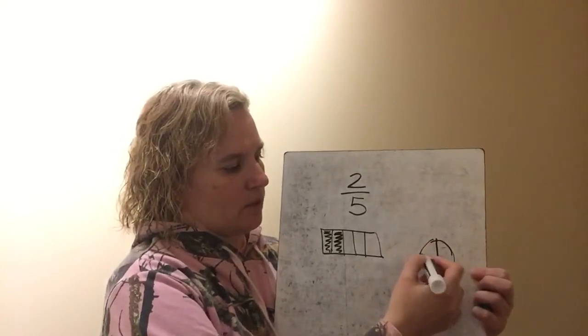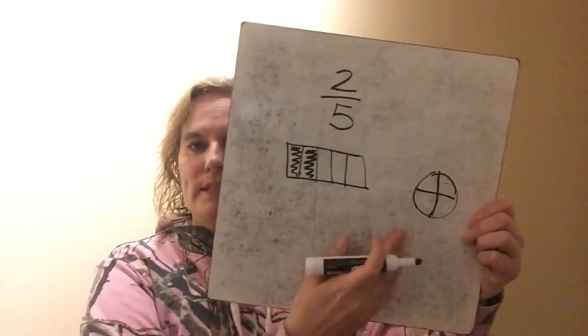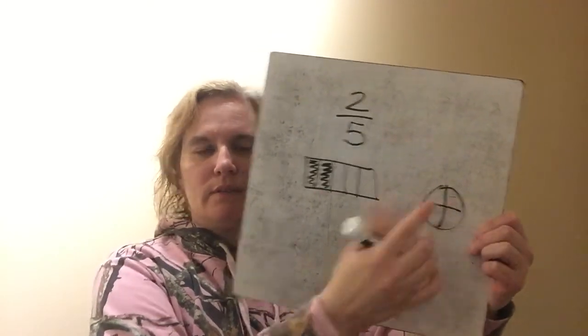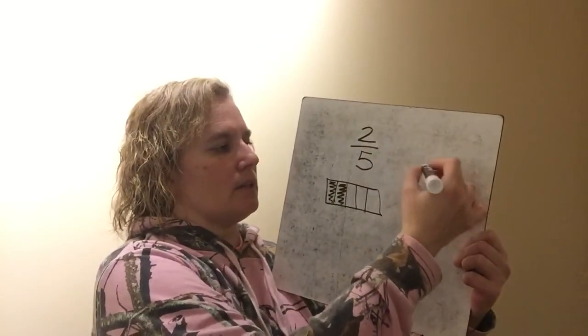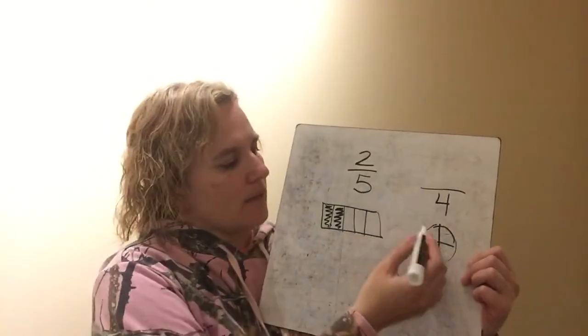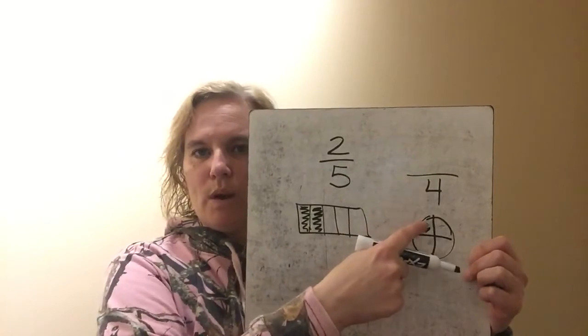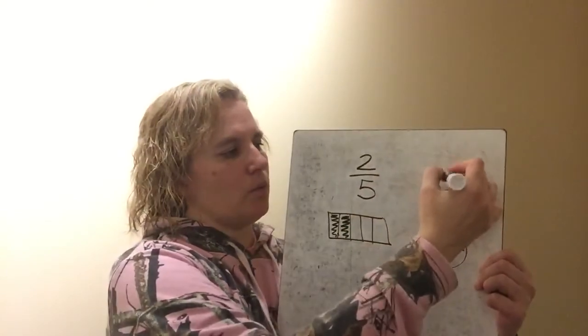So this circle, for example, how many pieces is it broken into? 1, 2, 3, 4. So its bottom number is 4. And then if I said how many pieces are colored, you've got 1 with color on it. So you would put a 1 as the top number, the numerator. Okay, that's your fraction review.